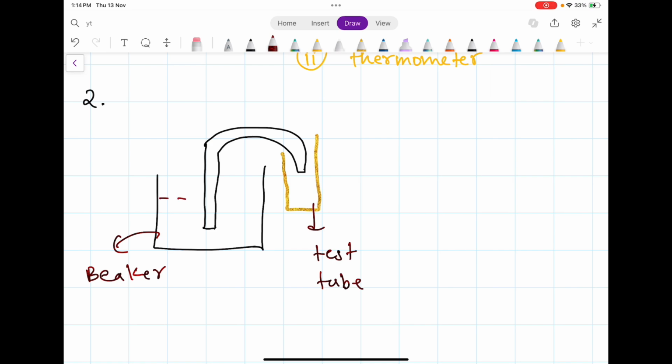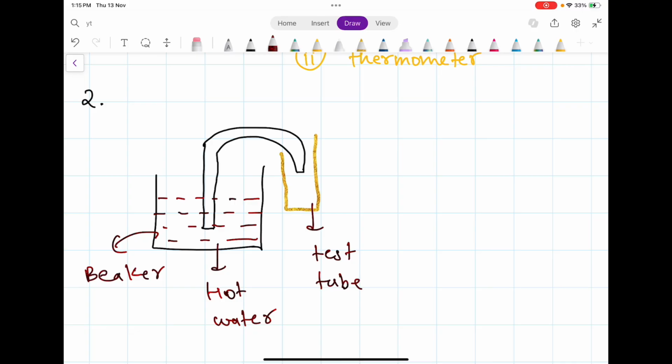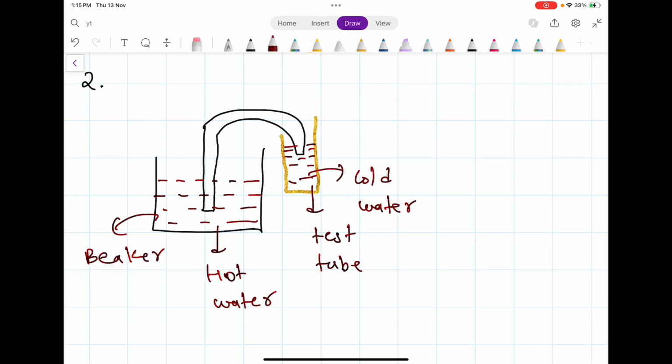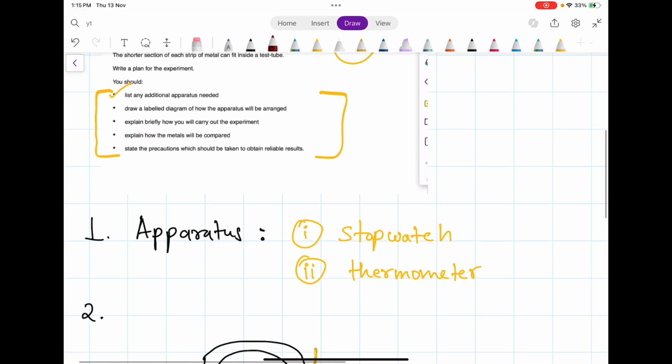In the beaker we can fill hot water. Inside of the beaker we have hot water. Inside of the test tube you have cold water. Here you have cold water. Okay, so the second point is also done.